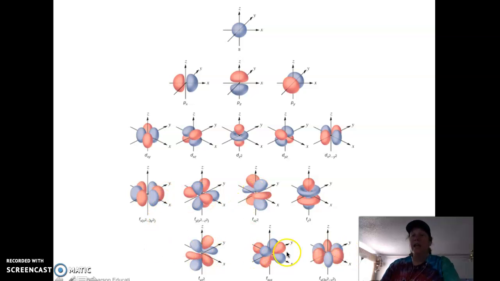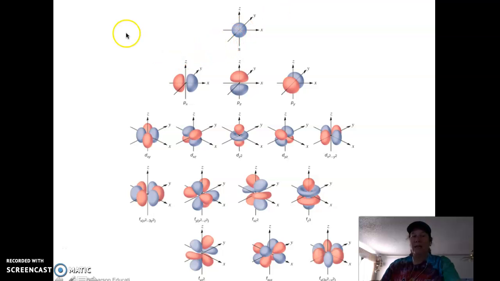If you count these, there's 7 altogether. And those 7 each have 2 electrons in them. So if you did all of the F's for a level, there would be 14 electrons. So in this one you will find 2. In this one you would find 6. In this one you would find 10. And this one you would find 14. But these are the shapes of the orbitals.